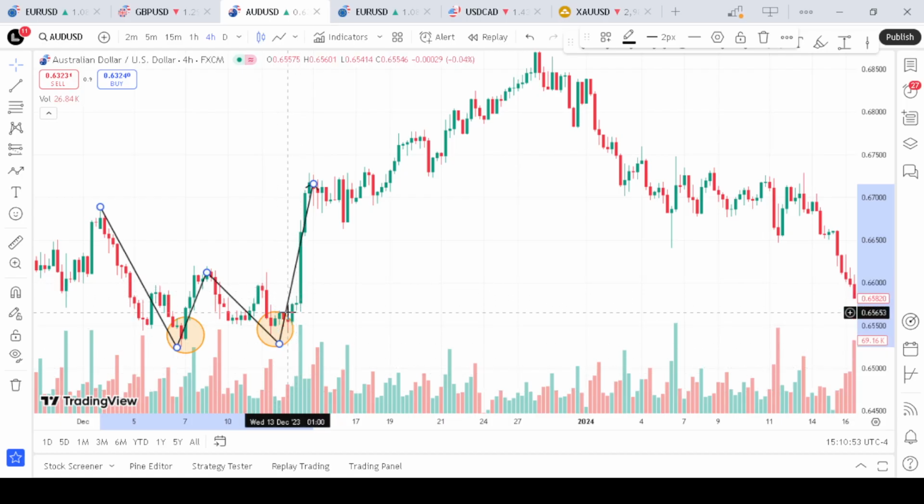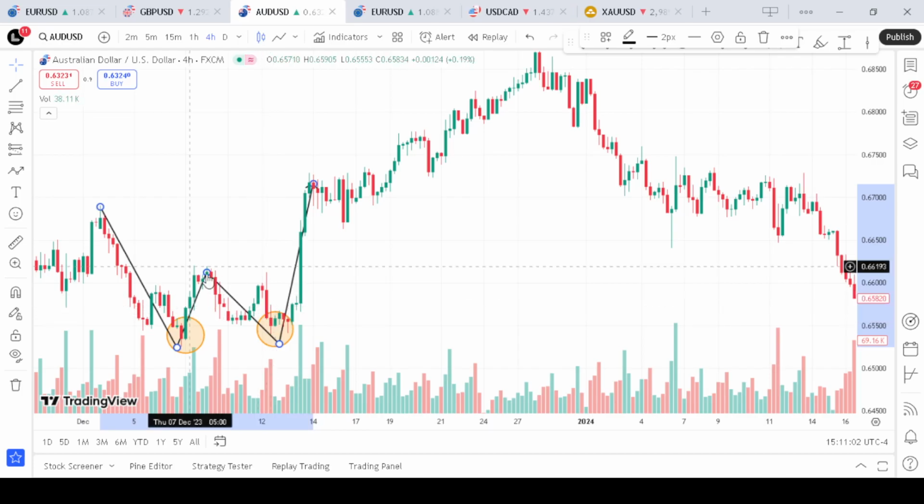Proving that buyers are coming into the market. There is a growing interest from buyers in the market. Remember, the neckline is another essential element of this double bottom and double top. It represents a key support or resistance level.